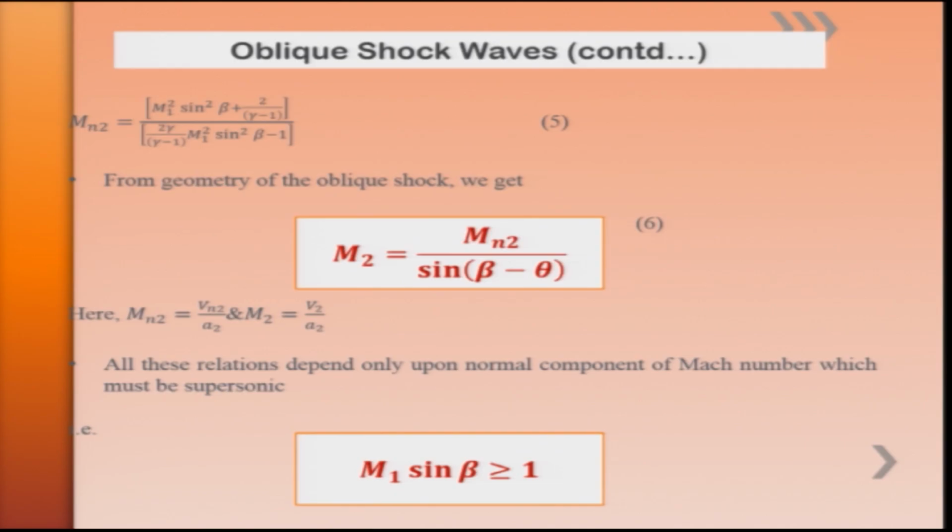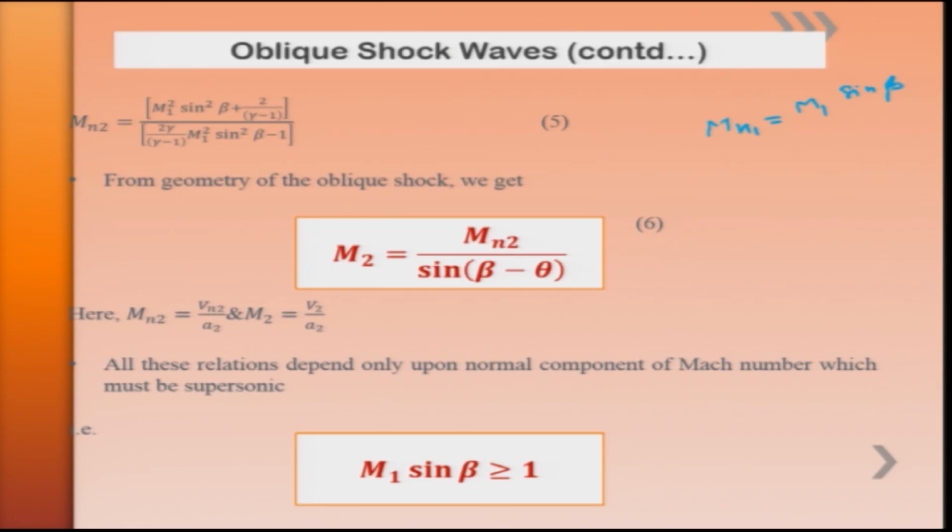Welcome back. So far we have seen how to derive the equations for oblique shock waves, which we derived using the normal shock relations by noting that the normal component of the upstream Mach number, which we call Mn1, can be written as M1 sine beta, where beta is the wave angle.